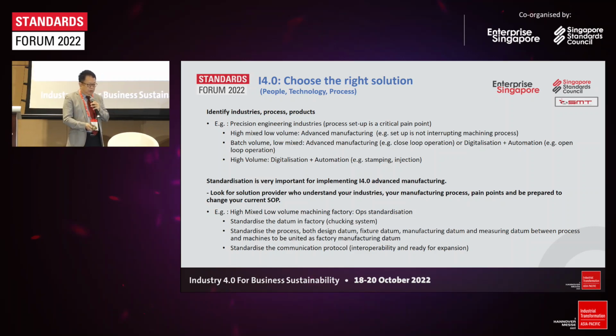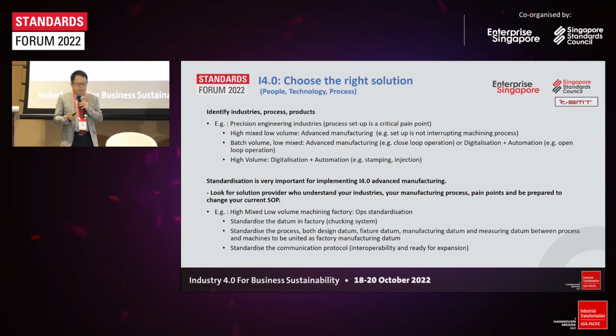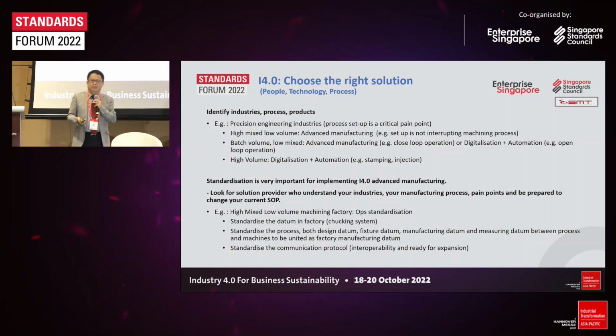So you can see that if it's really high mix, low volume, advanced manufacturing with closed loop control is a much better solution. But if you have volume batches, then you can have a choice of both. I use this in relation to precision engineering. In precision engineering, as we all know, one of the pain points is setup. If you have high mix, low volume, you have a lot of setup.